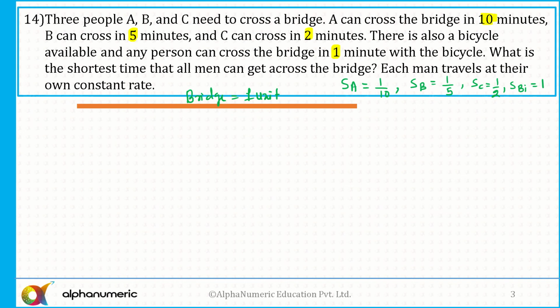Now here, who is the slowest person? A. So start with the slowest person. If I start with A, what A will do here is A will start on the bicycle.